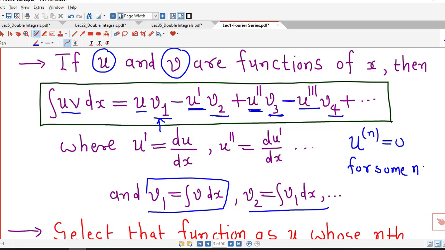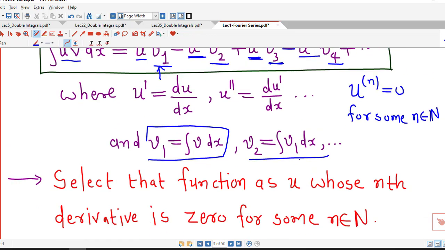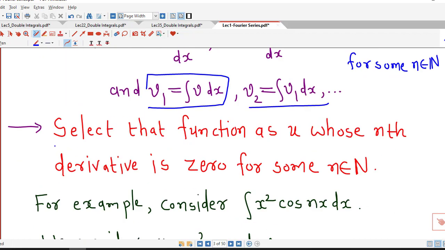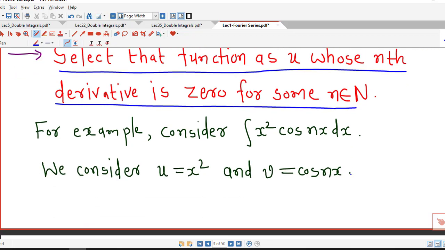So we have some natural number n such that nth derivative of u equals 0. So we will select that function as u whose derivative becomes 0 after some finite number of steps. So that is the important thing, selection of u and v. Select that function as u whose nth derivative is 0 for some n belonging to the set of natural numbers.